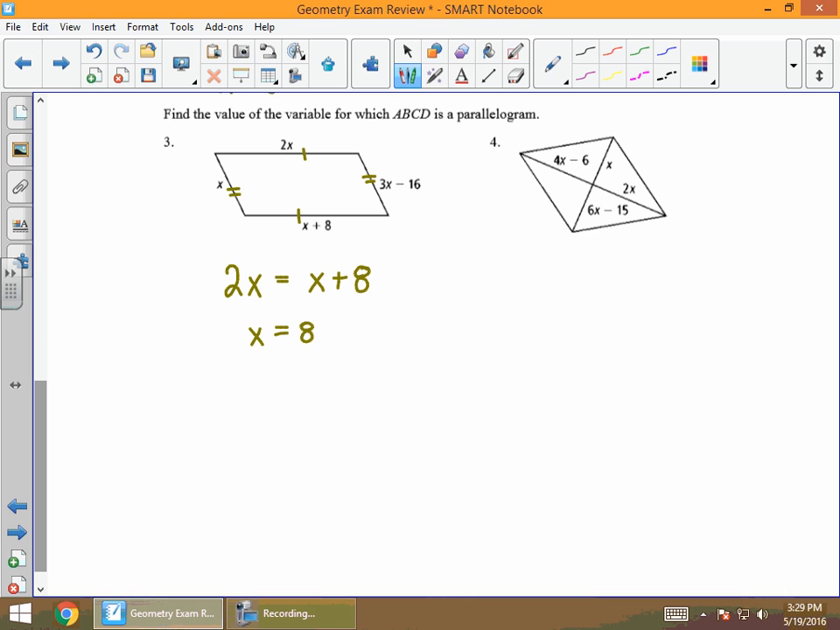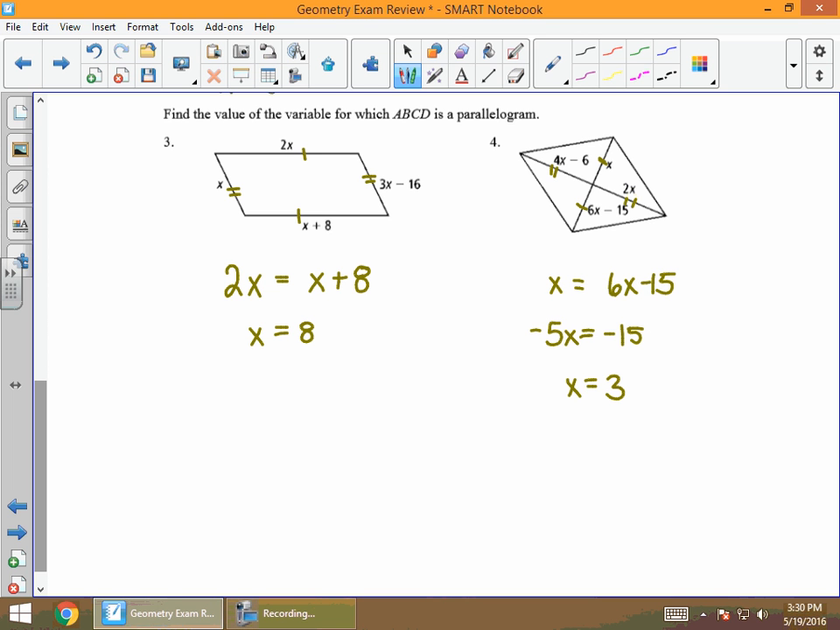The other thing about parallelograms that you should know is the diagonals of parallelograms bisect each other. So that means this long piece and this long piece will be the same length. The short piece will be the same length as the short piece. So it does not matter which pair I choose. I'll choose the short piece. So x has to equal 6x minus 15. Subtract 6x on both sides. 1 minus 6 is negative 5x equals negative 15. Divide by negative 5, and x is equal to 3.